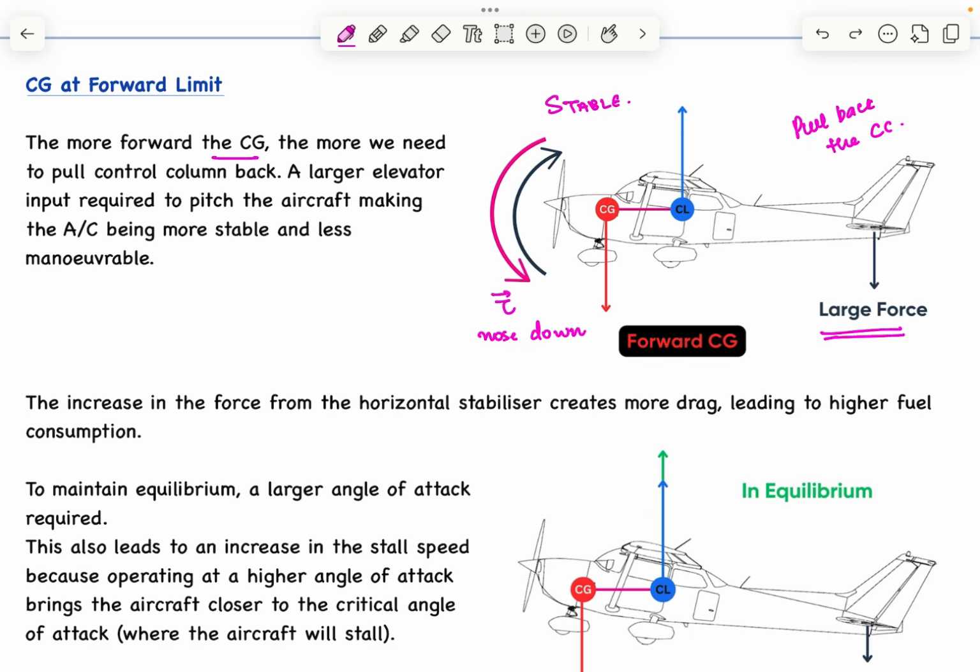And if the aircraft is more stable, it is less maneuverable. As stability, that is due to the fixed parts, is inversely proportional to the maneuverability, that is due to the movable parts.